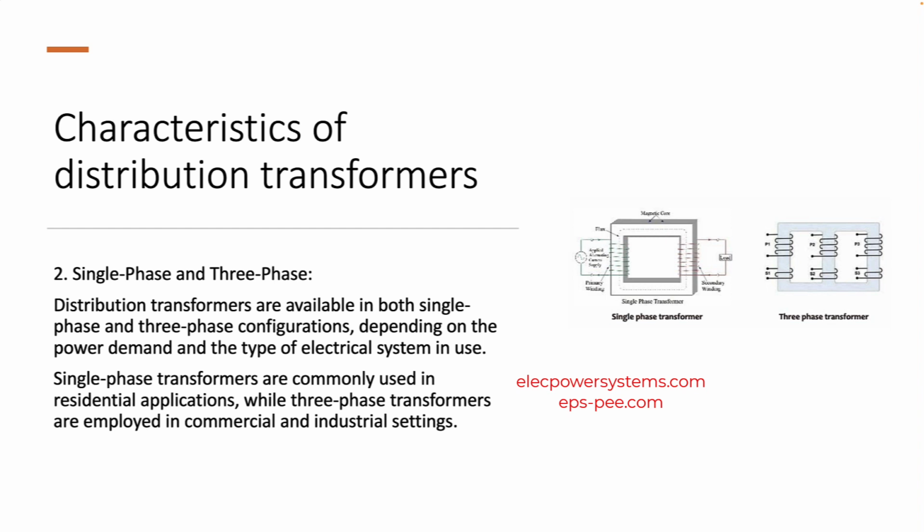Single-phase and three-phase. Distribution transformers are available in both single-phase and three-phase configurations, depending on the power demand and the type of electrical system in use. Single-phase transformers are commonly used in residential applications, while three-phase transformers are employed in commercial and industrial settings.